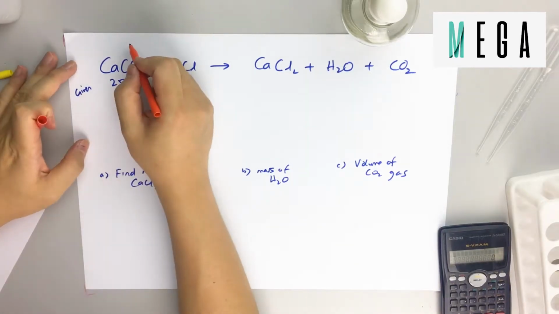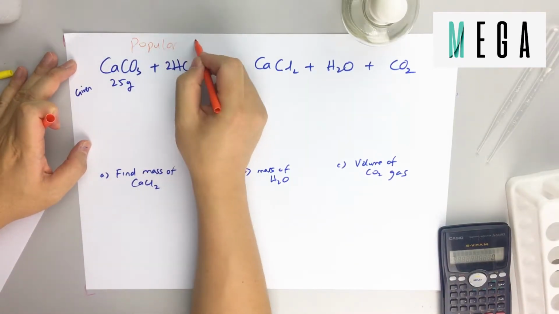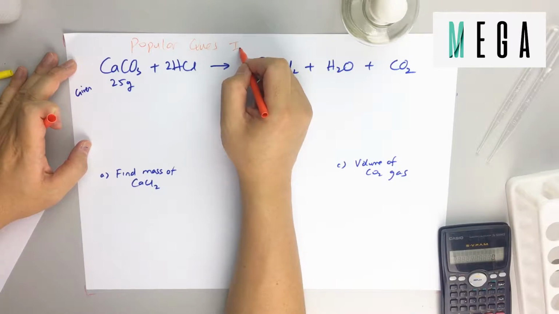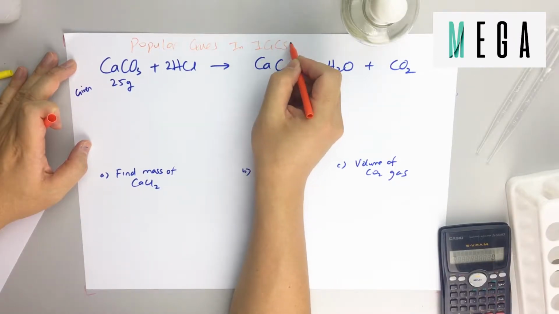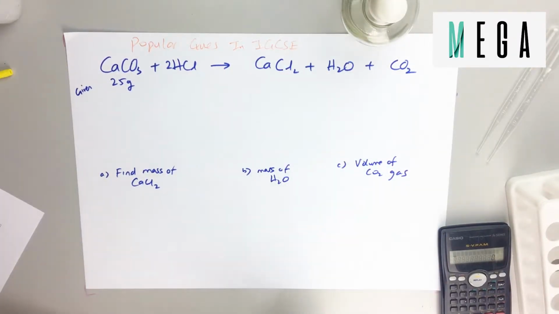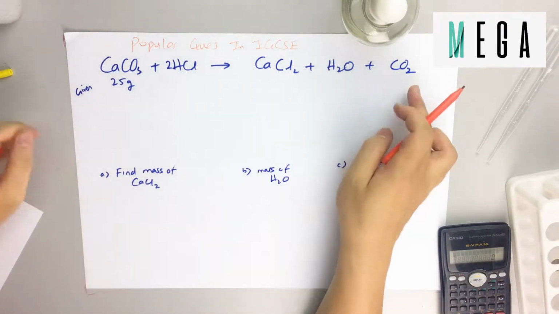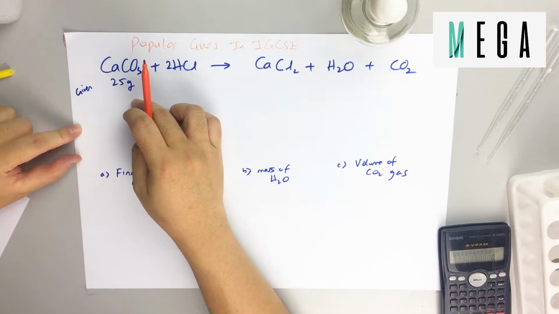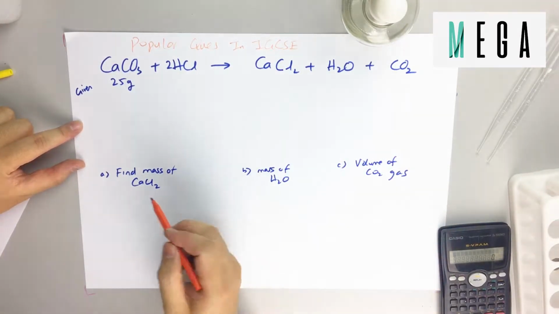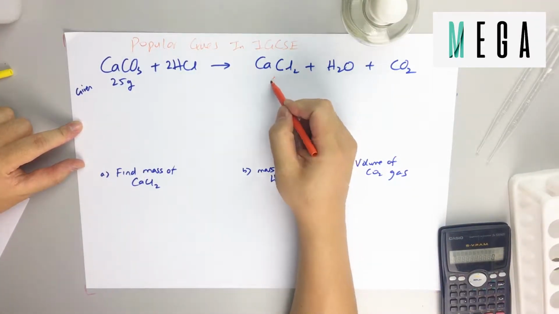So let's look at a sample question. This is very popular in the IGCSE exams. We have to use a few formulas for one question. The equation is always given in the IGCSE. They give you calcium carbonate and HCl, and they always give you the grams. So, 25 grams of calcium carbonate.